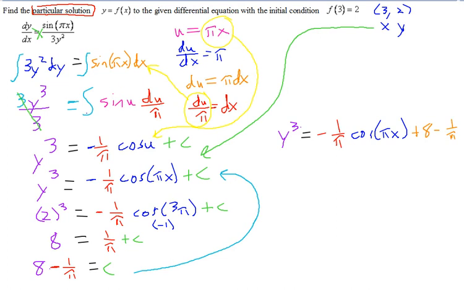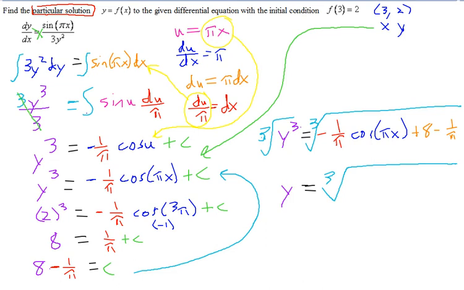And then the last step to solve for y would just be to isolate, to take the cube root of both sides. So you get y equals, and since we took an odd root, you do not need plus or minus here. Cube root of negative 1 over pi cosine of pi x plus 8 minus 1 over pi.